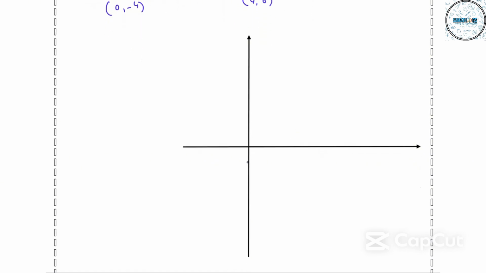0, -4, we have -1, -2, -3, -4 here. 1, 2, 3, 4 here. So it is 4, 0. So we have one of the points here and another point is here. We can sketch a graph of linear function.